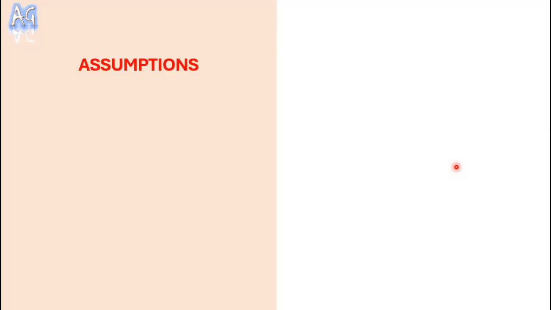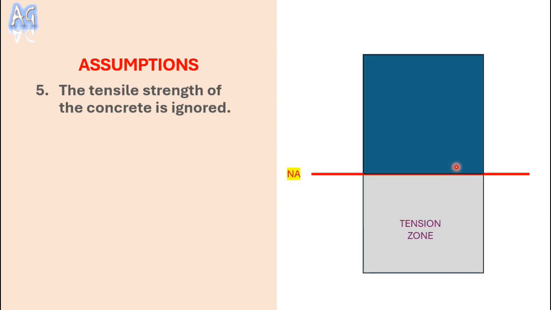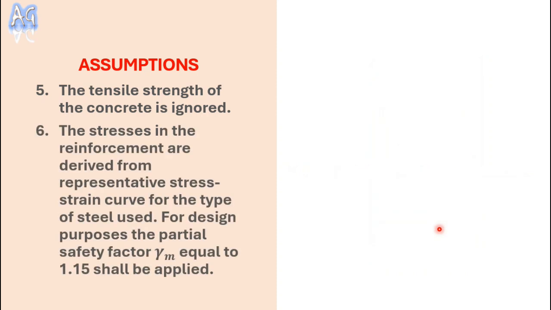Now I'm going to the next assumption, that the tensile strength of the concrete is ignored. It means we will consider only the compressive strength of the concrete, that is, the concrete situated in the compression zone. The concrete situated in the tension zone we are not going to consider. Okay, now going to the next assumption.